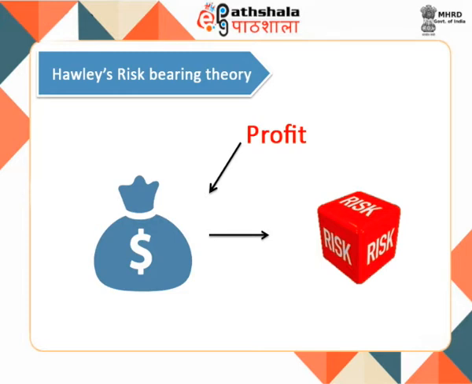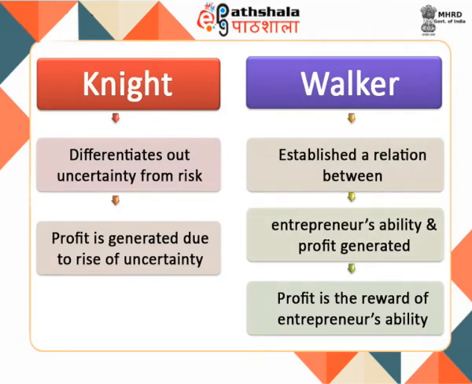Hawley develops the risk-bearing theory, which suggests that the entrepreneur's profit is the reward of risk taken by him. However, Knight differentiates uncertainty from risk and explains that profit is generated due to the rise of uncertainty in the production process. On the other hand, Walker attempts to establish a relationship between the entrepreneur's ability and the profit generated from the production. According to him, profit is the reward of the entrepreneur's ability.